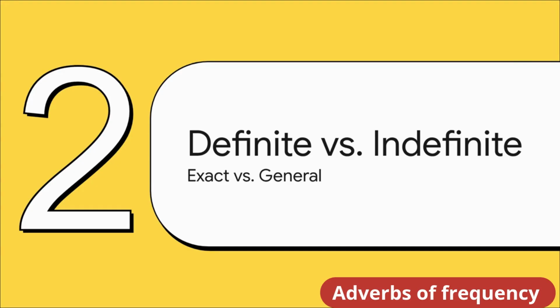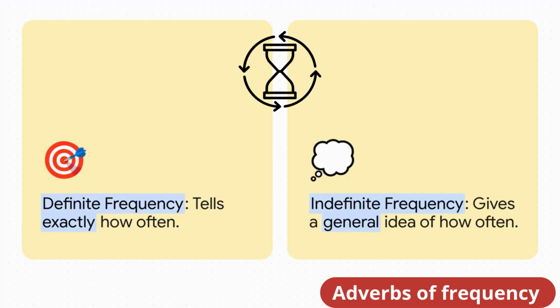All right, so we know what they are. But here's the thing: not all adverbs of frequency are the same. They basically fall into two big groups, one for when you need to be super precise, and the other for when you're just giving a general idea. And this slide right here is the key difference. On one side, you've got definite frequency. Think of these as specific, like an appointment in your calendar. On the other side, you've got indefinite frequency, which is much more about the vibe, the general pattern of things.